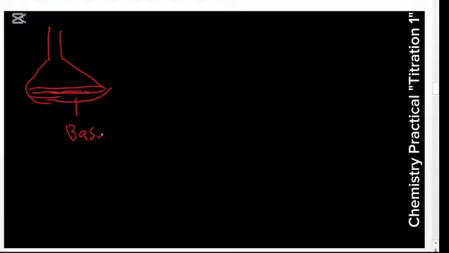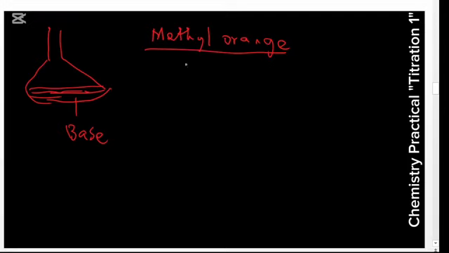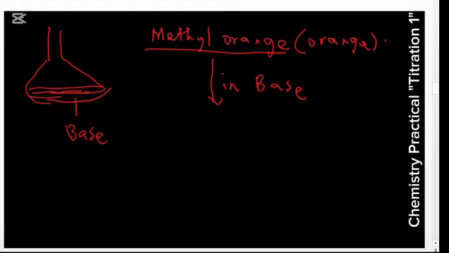Now let's assume you have a conical flask, and inside it there is what? There is a base. Okay, now you are making use of methyl orange. Now normally the color of methyl orange itself, so that's the normal color of methyl orange, is orange. Okay, now but methyl orange in a base, the color will change from orange to yellow. Are we there?